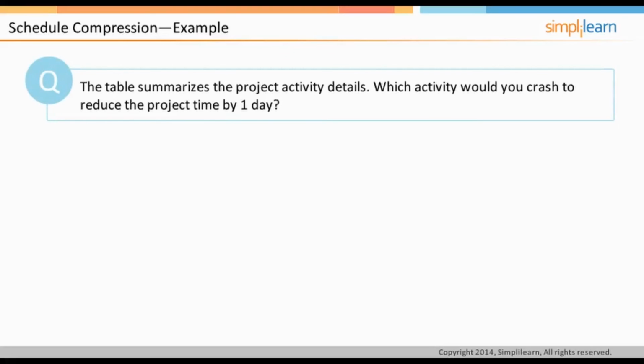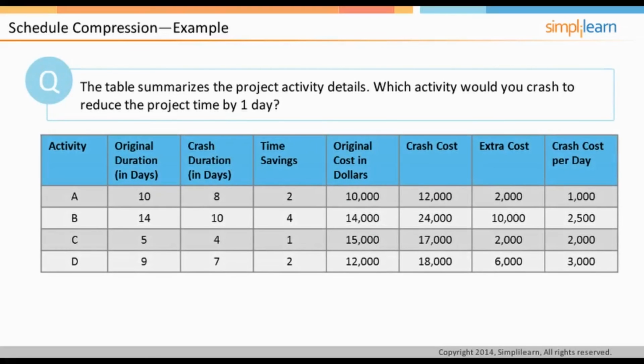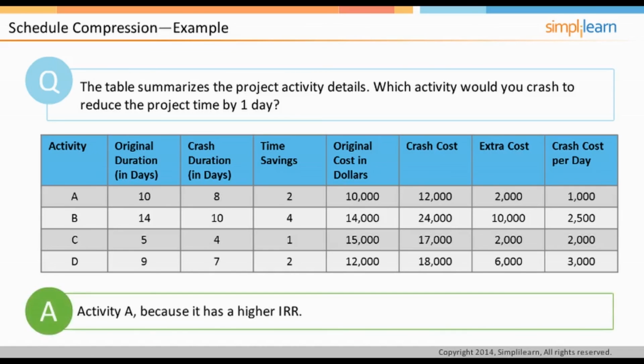Look at the 4 activities in the table. The normal cost of executing each of the activities, as well as how much each of the activities can be crashed, is also provided. Which activity would you crash to reduce the project time by 1 day? Activity A will be crashed if the duration of the project is reduced by 1 day, as the per unit cost of crashing the activity A is the least.